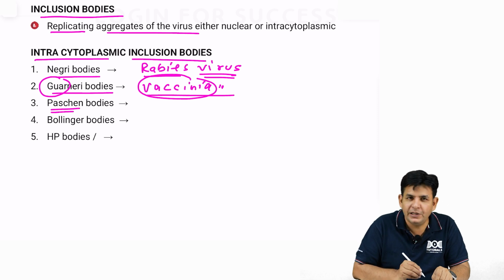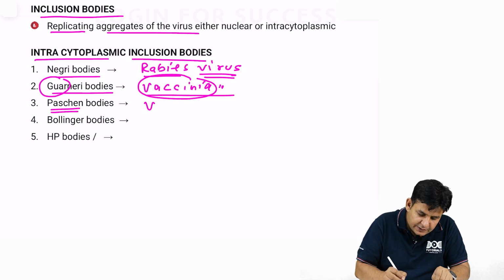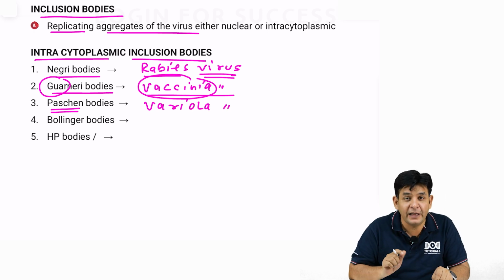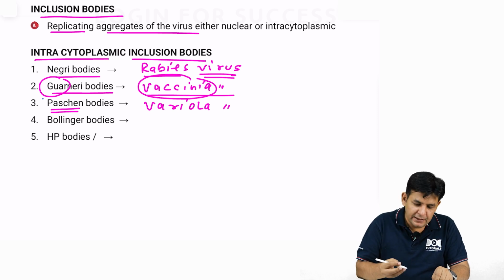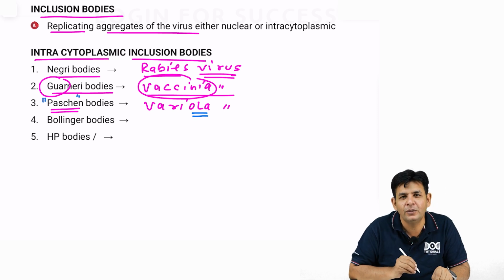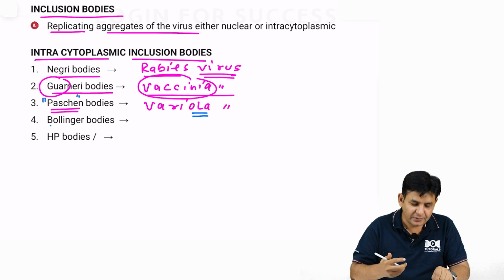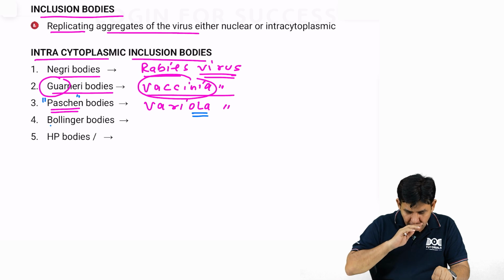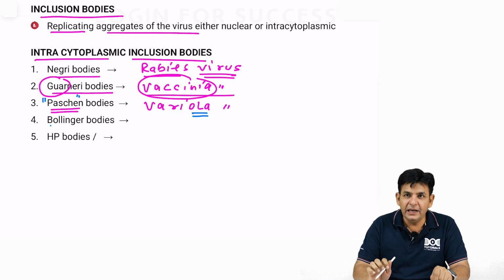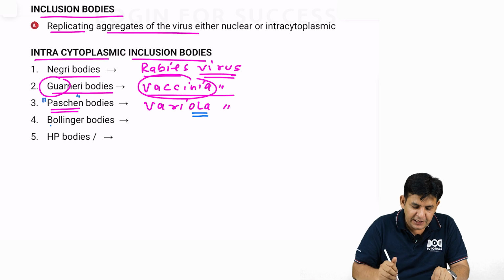Then comes the Paschen bodies. And Paschen bodies are in the variola virus infection. And variola, I'm telling you, another name for smallpox virus is variola. And how to remember it for a lifetime? Remember it like this: you have a passion to drive what in life? Ola. Okay. So which passion do you have? To drive Ola in life. Okay. So that is variola.